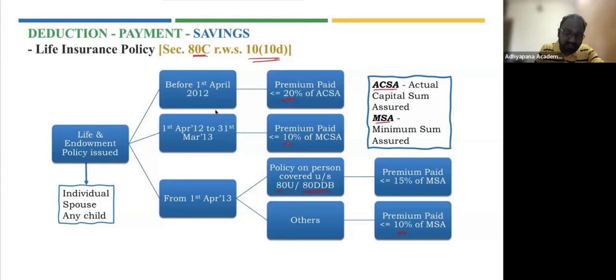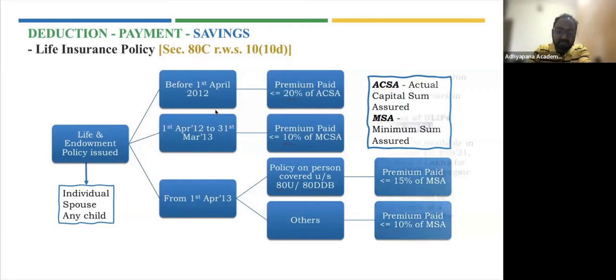So for such persons, if I'm taking any 80DDB, automatically their limit will be increased from 10% to 15%. So this is the limit that we are talking about. That is 10% in case of general policies, 15% in case of policies for persons covered under section 80U or 80DDB. So for them, it is automatically there.